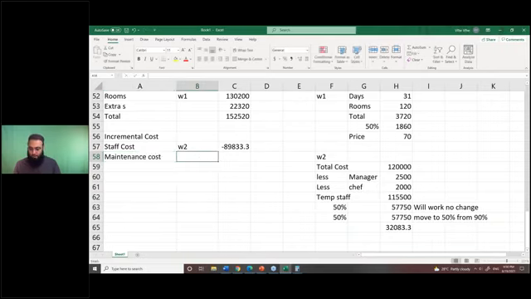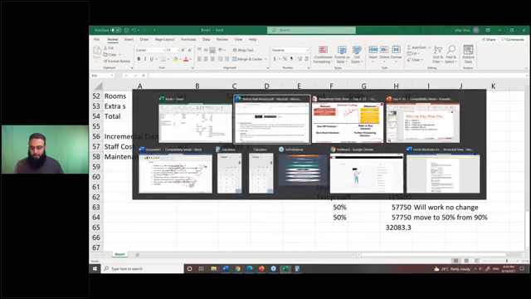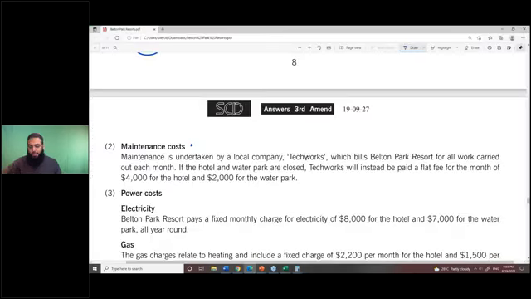Okay. Working 3, maintenance costs. Maintenance is undertaken by a local company, TechWork, which bills Delton Park Resort for all work carried out each month. Okay. If hotel and park are closed, TechWork will instead be paid a flat fee for the month of 4,000 for hotel and 2,000 for water park. So for us, hotel is important. Okay. So flat fee we'll pay to TechWork if we close it.